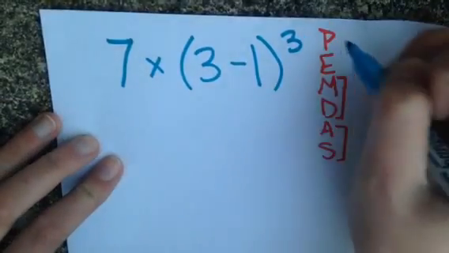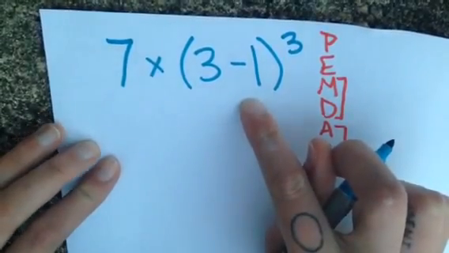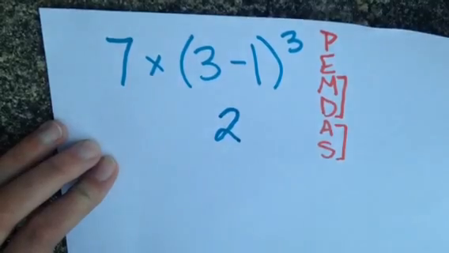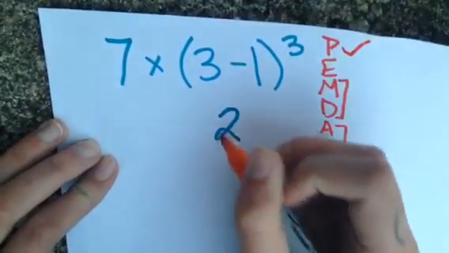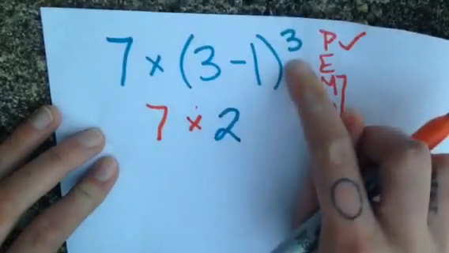First, we're going to look for our parentheses. We have parentheses in this problem, so we solve anything inside them. 3 minus 1 gives us 2. Now rewrite the rest of your problem around it. 7 times, don't forget the exponent.